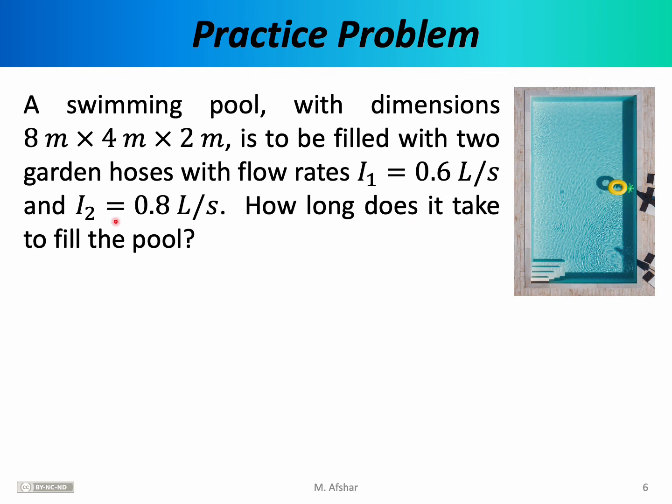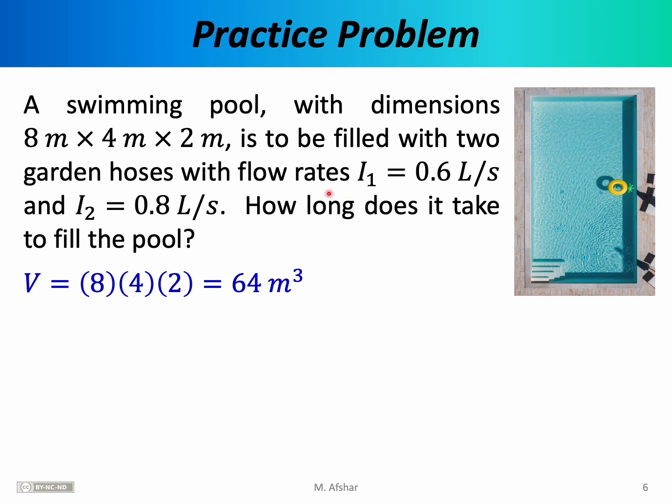Now we can start this problem by calculating the volume of the swimming pool. That should be easy because the dimensions of the swimming pool are given to us in SI units. By multiplying 8 by 4 by 2, we find that the volume of the swimming pool is 64 cubic meters. So to fill this swimming pool, we need to provide 64 cubic meters of water.